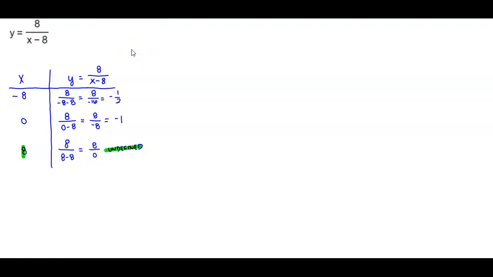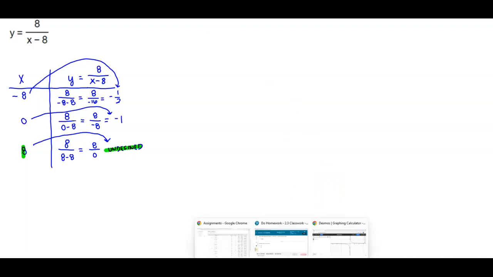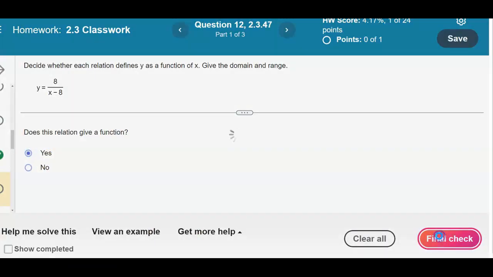Now if we pick any of the values of x other than 8, we're always going to get a value. But again, we want to determine whether this is a function or not. A function tells us that exactly one x value corresponds to exactly one y value. So we have negative 8 that corresponds to negative 1/2, we have a 0 that corresponds to negative 1, and we even have the positive 8 that corresponds to undefined. So we're not going to have the same number in the x column in this case. Therefore, this is defined as a function. So we're going to say, yes, this is a function.